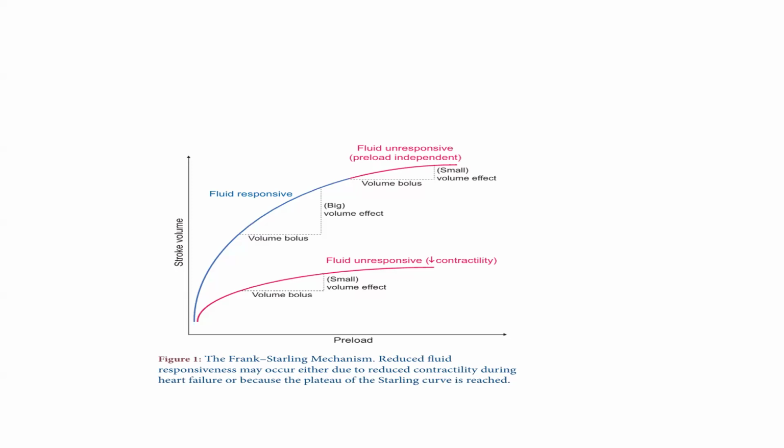Another reason for the flat Frank-Starling curve is when the patient's cardiac contractility is poor, and we are administering fluid. So there won't be a corresponding increase in the cardiac output in response to the preload, which will result in falling into the flat part of the Frank-Starling curve.